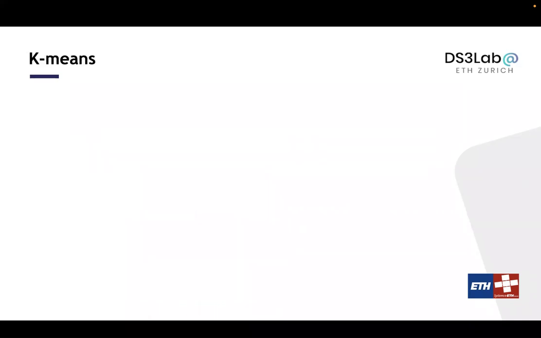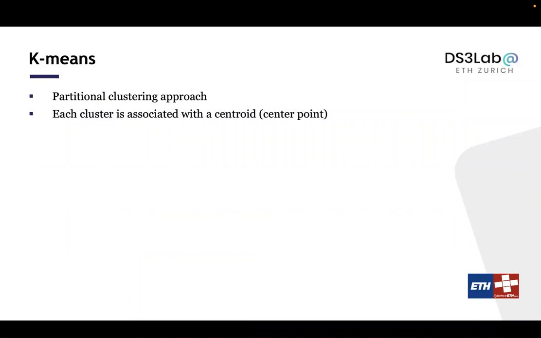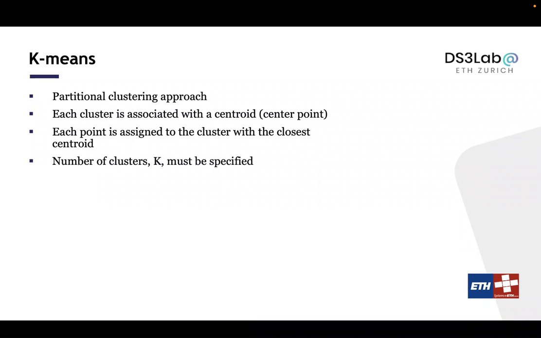We are going to talk about a very simple way, called the K-means algorithm. It's a partitional clustering approach. Essentially each cluster is associated with a centroid, a center point. It's a center-based notion, and each point is assigned to the cluster with the closest centroid. As input to the algorithm, you need to define the number of clusters, K, which is not often the case for other algorithms. But for this algorithm, you need to define the number of clusters, which is a constant.